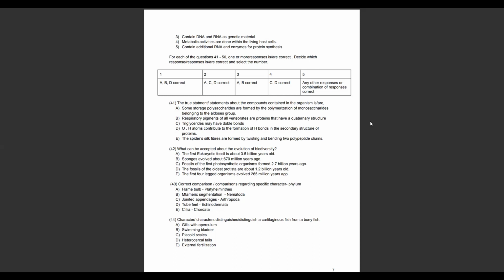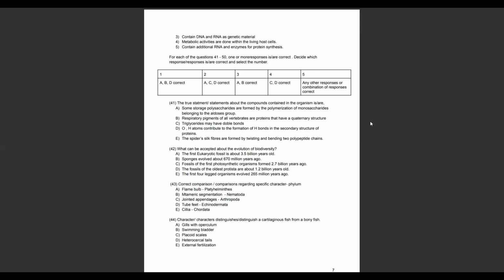Sponges evolved 670 million years ago? No, 700 million years ago. Fossils of the first photosynthetic organism are 2.7 billion years old. Correct. The fossils of the oldest protist are about 1.2 billion years old. Correct. The first four-legged organisms evolved 265 million years ago? No, that is 365 million years ago. So the answer should be the 4th answer, only C and D are correct.